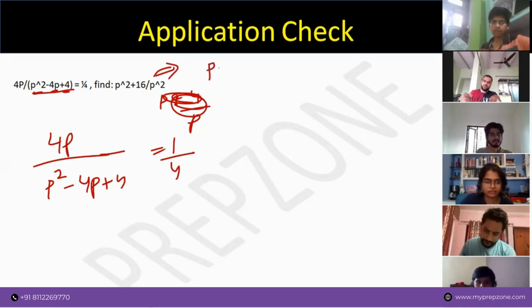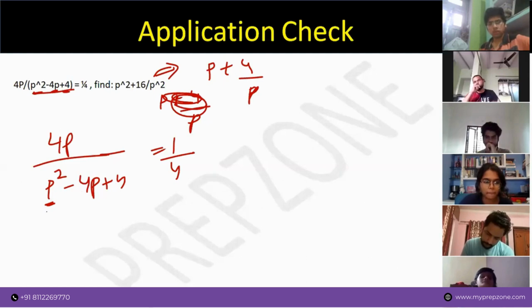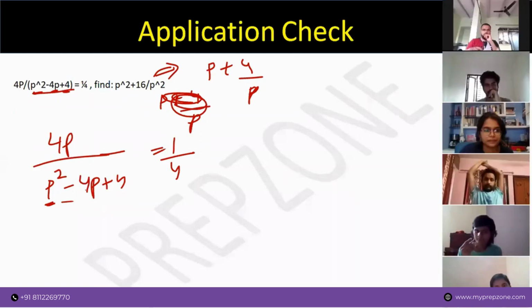To get this term, you need to find out p plus 4 by p. If you know this, you can just square this and then do this. Okay? So now, how do I generate a term of p plus 4 by p? You know you have a p square here, you have a minus 4p here, and then you have a 4 here. And then you have a p above, right? So now if you just divide this entire equation by p, this will be p, this will be minus 4, and this will be 4 by p, right? So you will have a term p plus 4 by p here, and then some constant. So then you can just simplify it, and then you'll be able to find the value of p plus 4 by p.